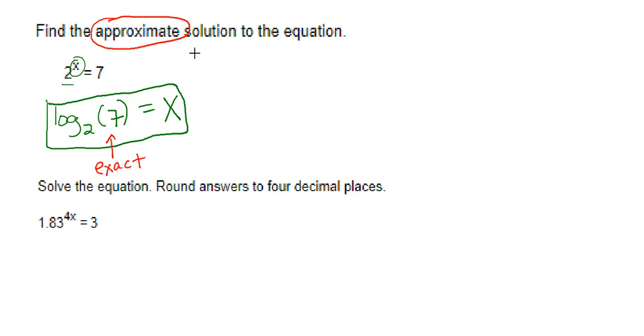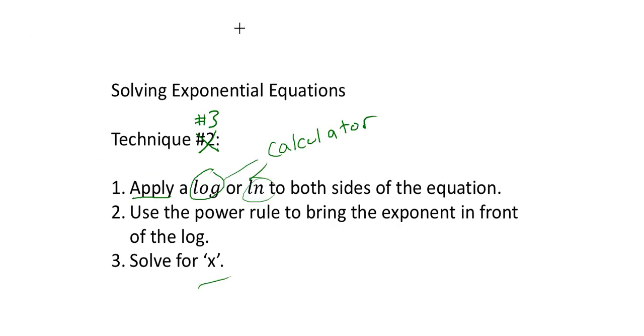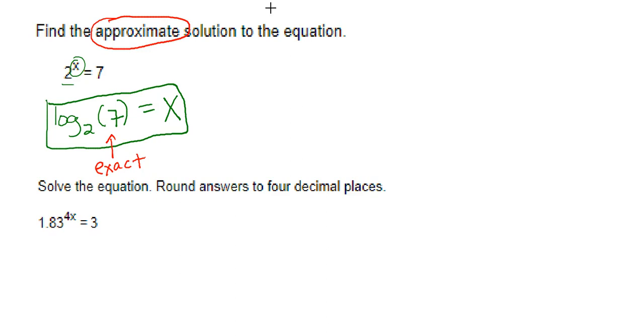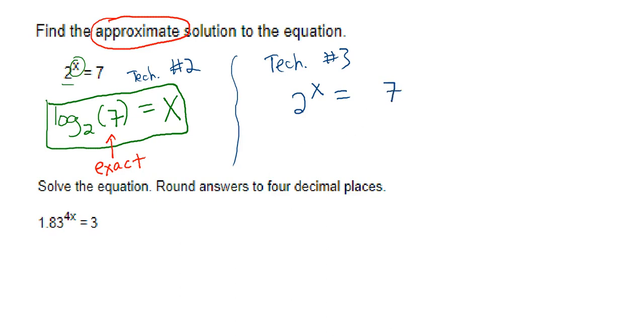So what we can do is use this technique that we just talked about on the previous screen. Apply a log base 10 to both sides of the equation. So let's do this a different way. This was technique number 2 that we learned in 4.2. Let's apply technique number 3 instead so we can plug it into our calculator. So we have 2 to the x power equals 7. I'm going to leave a little space here. I'm going to apply a log base 10 to both sides of this equation. Right, it's balanced because I'm doing the same thing to both sides of the equation.